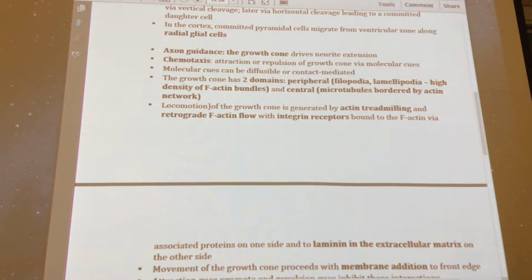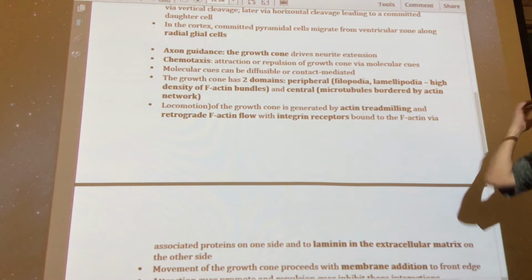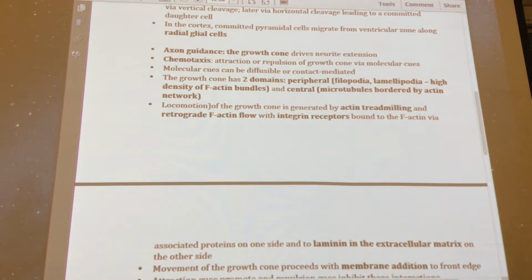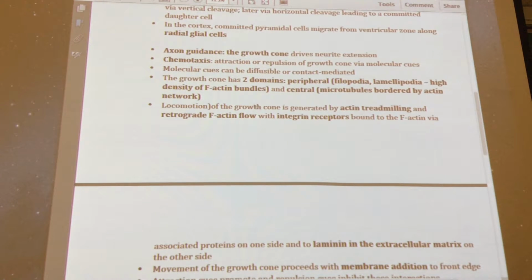Okay. So key things are what it does. So it locomotes, it moves. There is a certain amount of tension, but as it's moving, it's driving addition of membrane to make the axon grow, right? So it's finding its target, but it's also extending. So it's moving toward that thing, but as it's doing that, the system behind the growth cone is making more axon. So it's attracted or repulsed via molecular cues. They can be diffusible or contact mediated, and so you should know these things. The growth cone.